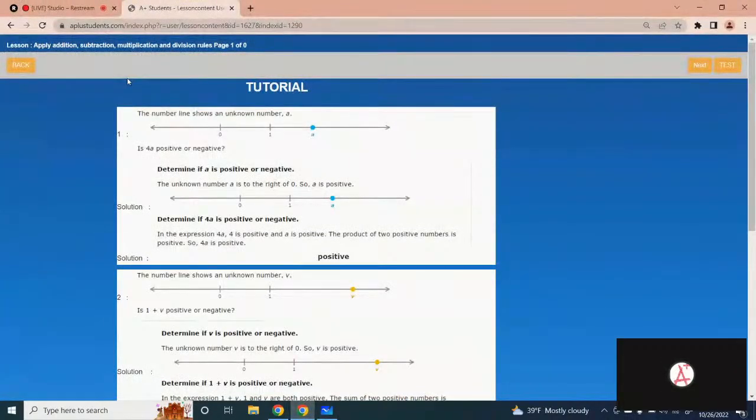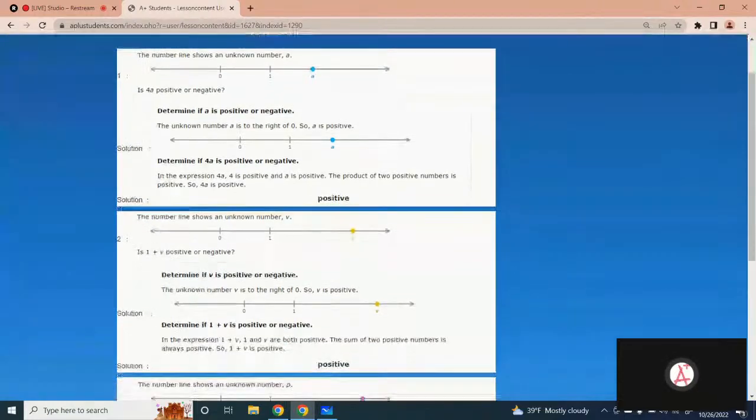The number line shows an unknown number a. Is 4a negative or positive? So a is at the right hand side of the zero, got it? And at the right hand side of the zero, all the numbers are positive. So a is a positive number, got it? Then 4a, you're multiplying again a positive number with a positive. So that means you're multiplying two positive numbers, so the product must be positive, got it? That means 4a is a positive number.